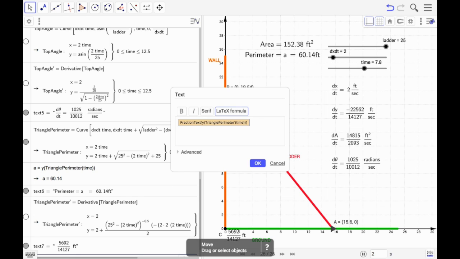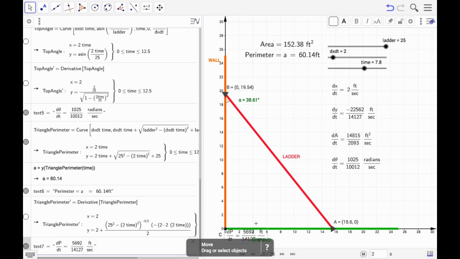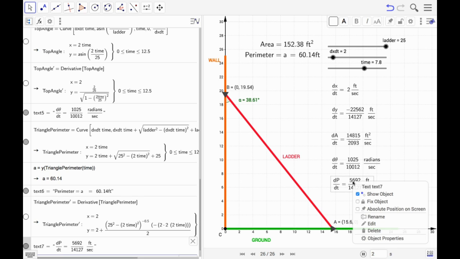Now I can use \frac. For the numerator I want feet, for the denominator I want seconds, and then for the label again I want to use frac. I want the numerator to be dp, the denominator to be dt, and then an equal sign here. Then let's click OK. So that's shown here at the bottom. Let's drag this over. Let's right click on it and choose absolute positioning.